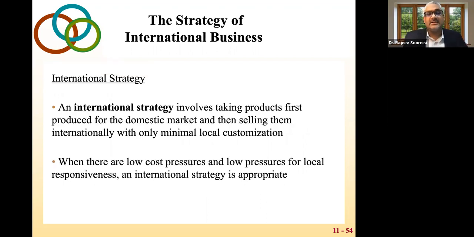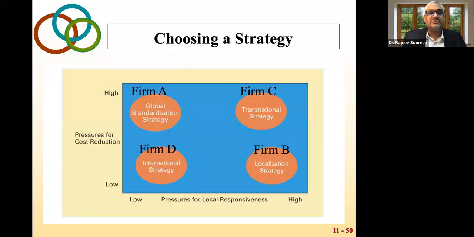And finally, an international strategy involves taking products first produced in the domestic market, and then you sell them internationally, and you don't customize the product that much, right? So international strategy would be you don't need to customize because there are low pressures for local responsiveness. You don't need to customize the product to what people want there because people are happy with the product as it is. And also, if you don't have pressures to reduce cost, you're going to be low on this end as well. So the combination of those two gives you an international strategy.